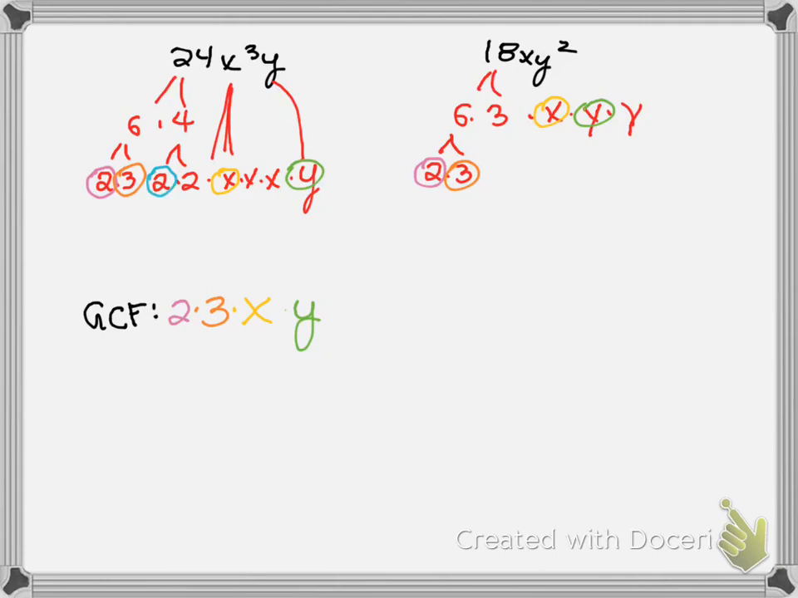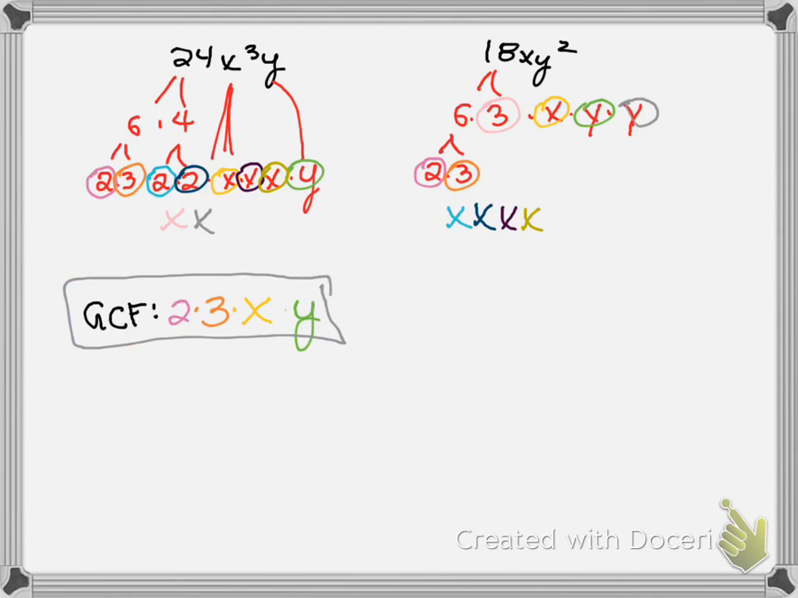I have a 2 here, but I don't have any more 2's over here to contribute to the pot. I have another 2 here, but again, no more 2's. I have an x here, but I don't have a matching x over here. I have another x over here, but again, nothing to match it. Likewise, over here, I have a 3. Let's use a different color. I have a 3 over here, but I don't have a 3 over here to match it, so it can't go. It's not something they have in common. Likewise, I have a y over here, but no y to match it. So none of those other terms can be built into our GCF. Okay, so our GCF, 2 times 3 is 6. So our GCF is 6xy.